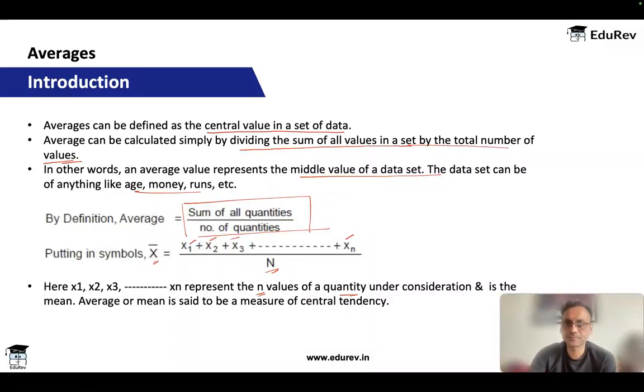For example, if I have these 7 values, 1, 2, 3, 4, 5, 6, 7, I add them all up, I get a total of 28. 28 divided by 7, I get the average of 4. Okay, as simple as that.